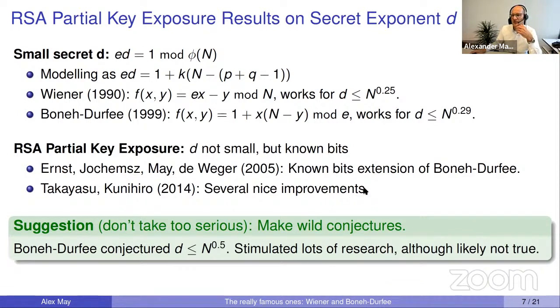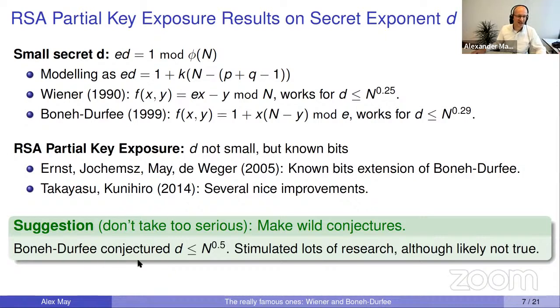And we show that you can extend this Boneh-Durfee result. And this was not optimal, and there were several nice contributions to make it much smoother by Takayasu and Kunihiro starting from 2014. Yeah, and maybe some personal remark regarding this Boneh-Durfee, because it was kind of the starting point when I started research in cryptography, and there was a claim in this paper.